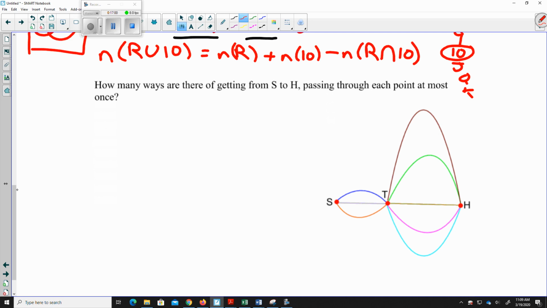And then finally, the last example, how many ways are there from getting to S to H, passing through each point at most once? Okay, so what we do is, we got 2 events here. We got to go from S to T first, and then we're going to go from T to point H. So let's count it out. The ways to get from S to T, I have 1, 2, 3 ways. And then I have to go from T to H, which would be 1, 2, 3, 4, 5 ways.